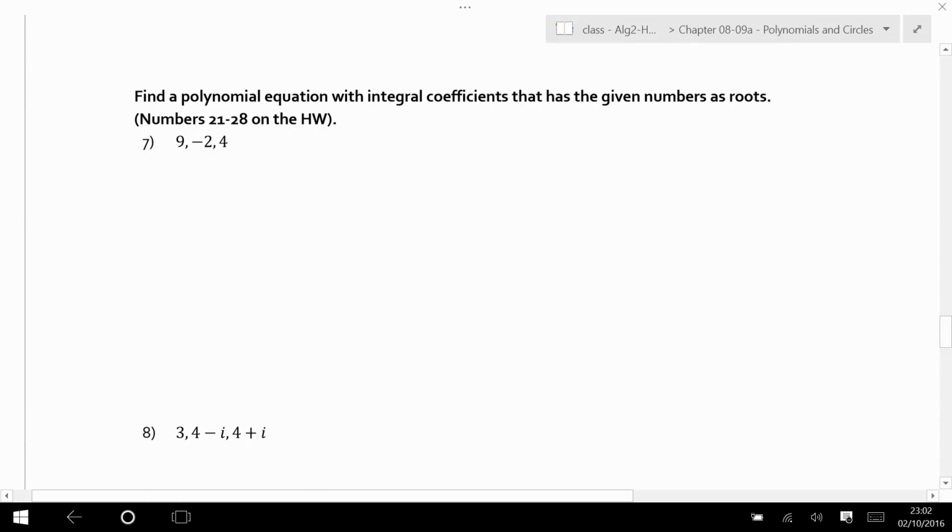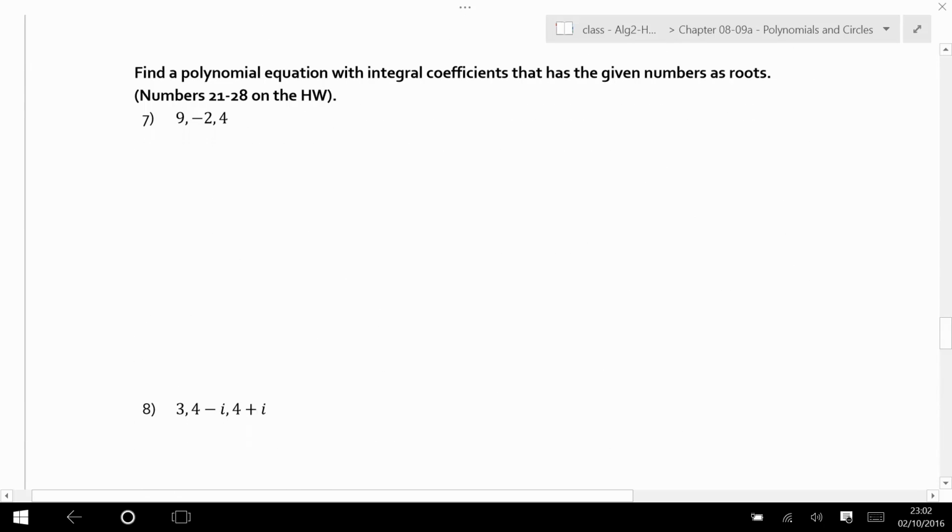Okay. Numbers 21 through 28, you only have to do a few of those, but they all have the same directions. It says find a polynomial equation with integral coefficients that has the given numbers as roots. So I want to find this. Now, you could do it like this: x minus 9, x plus 2, x minus 4. That's fine. We're going to go a little bit faster, and I'm going to pick 2 of them, like these 2 maybe, and just do some product on them.